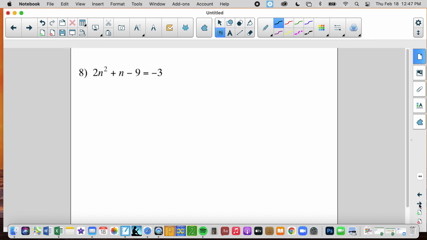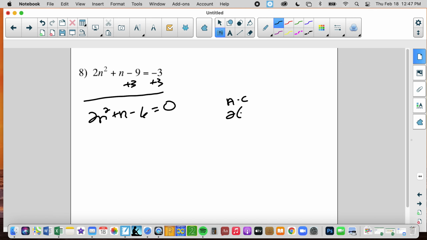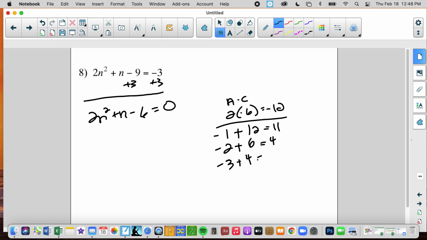Number 8. Let's add 3. You get 2n squared plus n minus 6 equals 0. No common factor, not difference of squares or binomial square. A times c. 2 times negative 6 is negative 12. 1 and 12, 2 and 6, 3 and 4. Signs are different. Bigger is positive. That's 11, 4, 1. That's equal to my middle. So I'm going to use those.